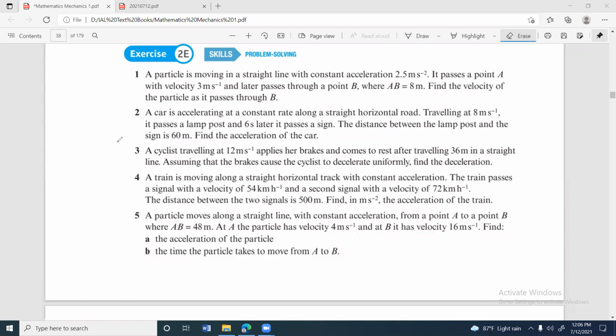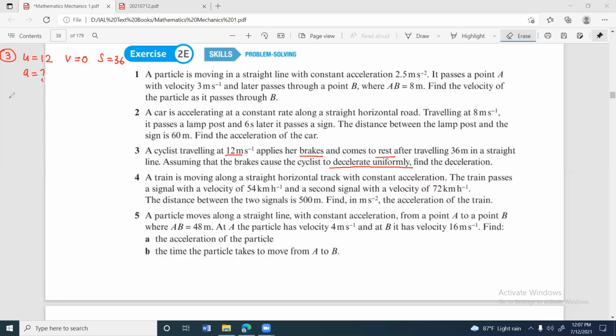When you come to question number 3. A cyclist traveling at 12 meters per second applies brakes. While you are moving with 12, you apply brakes. Coming to rest means V equals 0. Traveling 36 meters. Assuming that the brake causes the cyclist to decelerate uniformly. What do you call decelerate uniformly? It is having a constant deceleration. If the deceleration varies with time, obviously you cannot apply these equations of motion. So we just work out with A.